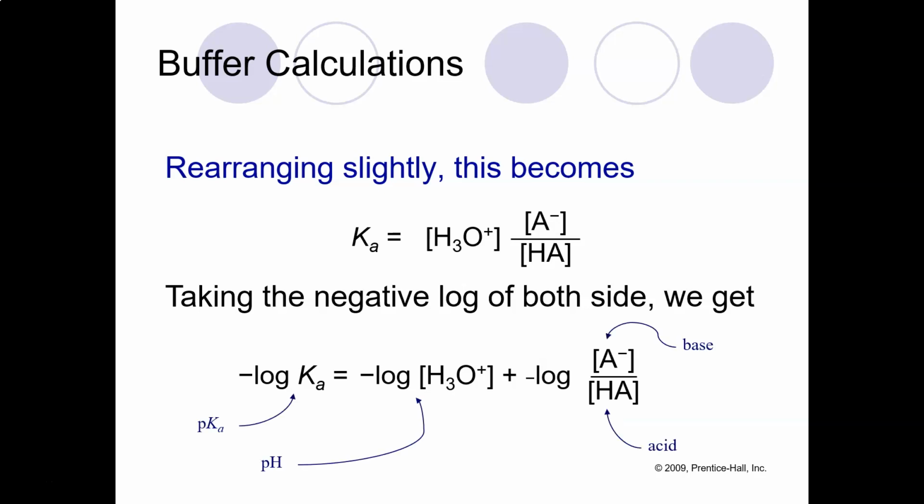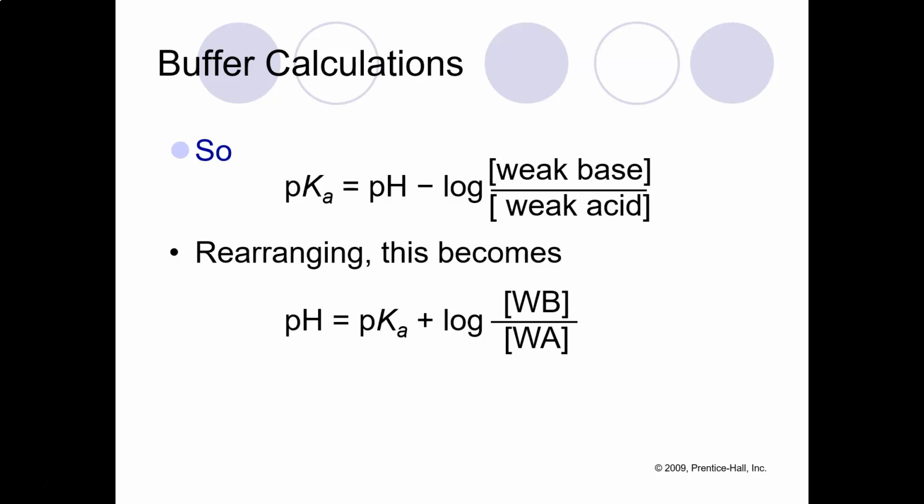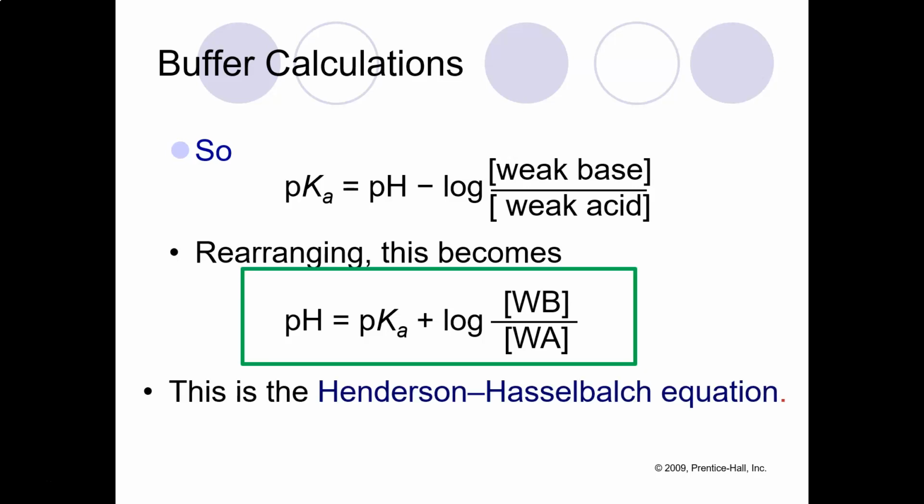The negative log of Ka is now called the pKa. The negative log of H3O plus, we know from chapter 16, is called pH. And the negative log of A minus over HA: I'm going to be more specific here. A minus stands for a weak base and HA stands for a weak acid. I'm going to rearrange this a little bit more, because typically we're solving for pH in these problems. WB stands for weak base, WA stands for weak acid. This is called the Henderson-Hasselbalch equation, and we can use it for buffers.